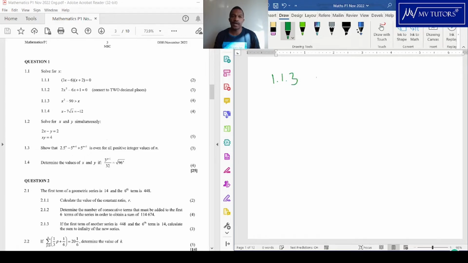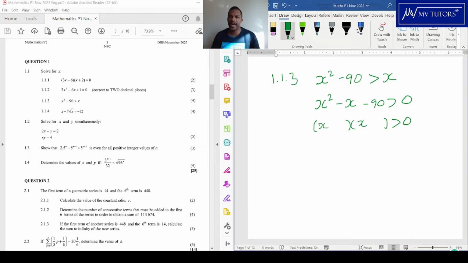1.1.3. And we've got x squared minus 90. It's greater than x. So what you want to do here is just bring the x to the other side so that it becomes x squared minus x minus 90. Okay, and now we need our critical points. So we'll just factorize this, opening 2 brackets, right? Put x on both. Factors of 90, that will give us minus 1. That's 10.